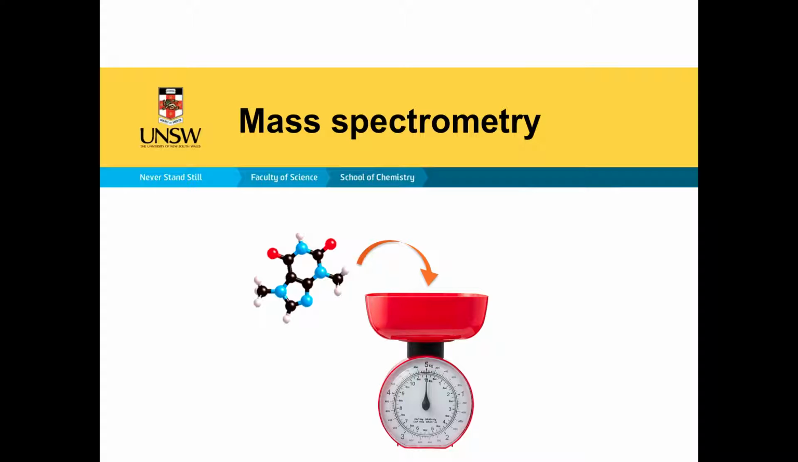So this video is about mass spectrometry. This is a technique that allows us to actually weigh a molecule. So take a molecule and figure out its mass. Now, we don't have any scales that are sensitive enough to be able to detect the mass of a single molecule. So instead we use an instrument called a mass spectrometer.